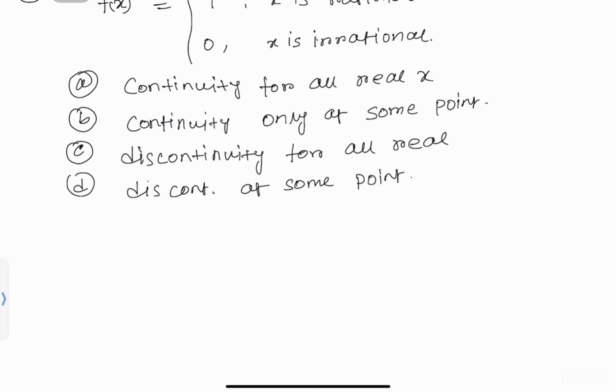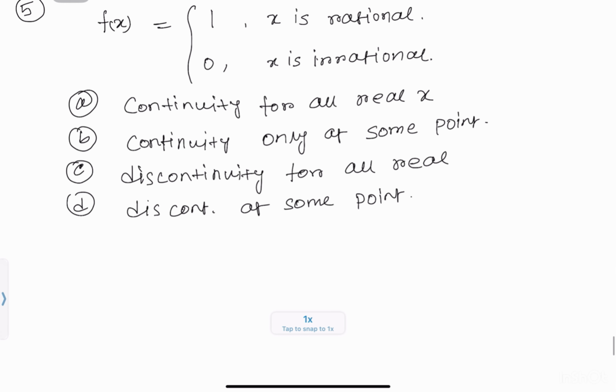Okay, so how to verify this question? First of all, given that f of x equal to 1 when x is a rational number, and 0 when x is an irrational number, you have to check for all real numbers, because the question is asking for that. So continuity for all real x. Assume x naught, take x naught any real number.